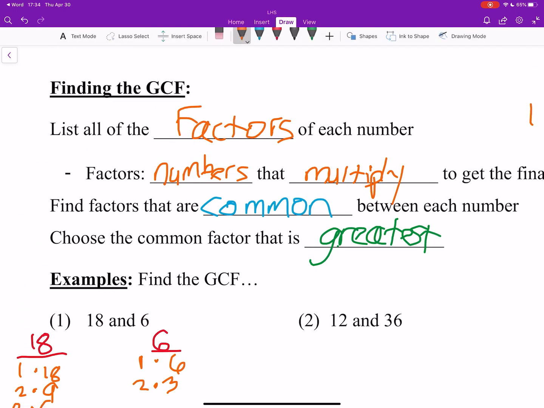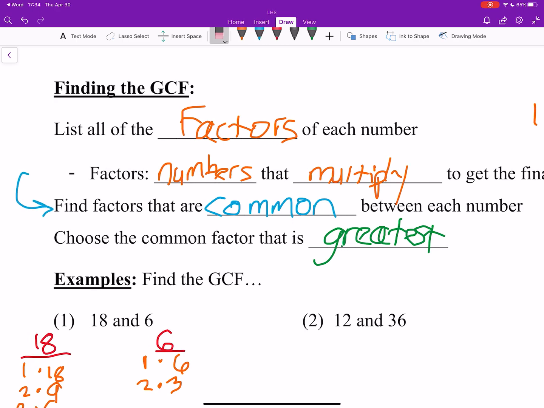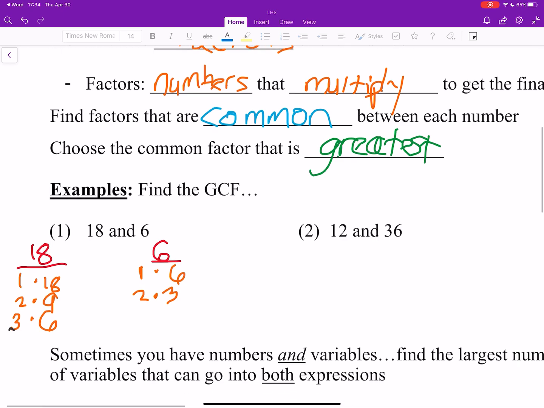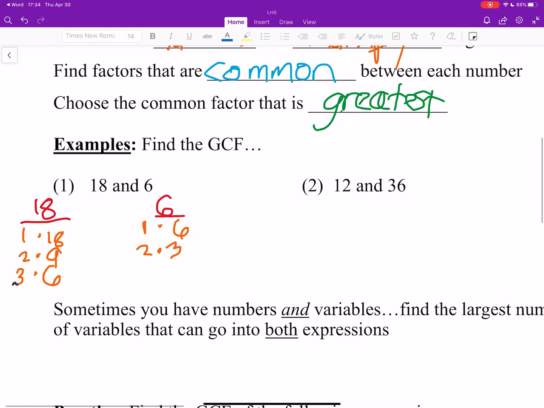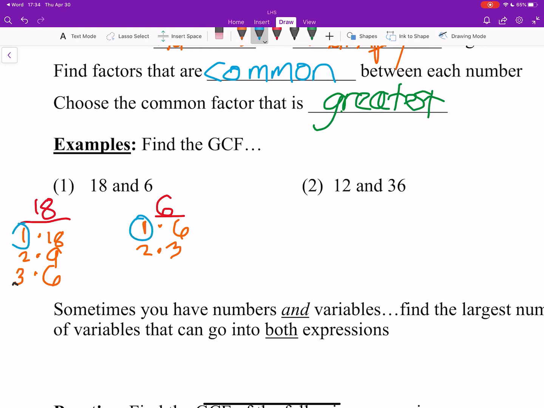Now we're going to take a look at this one in blue here and find factors that are common between each number. So let me scroll back down here. I'm just going to go ahead in blue and circle the ones that are common between each of these sections here.